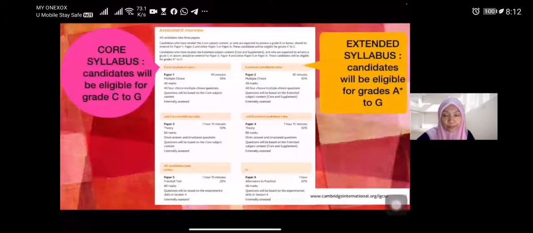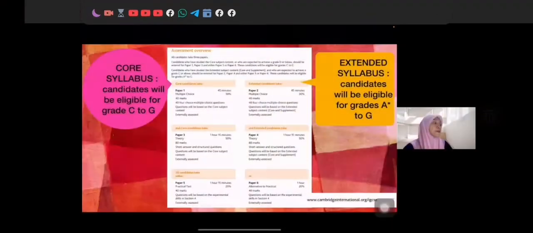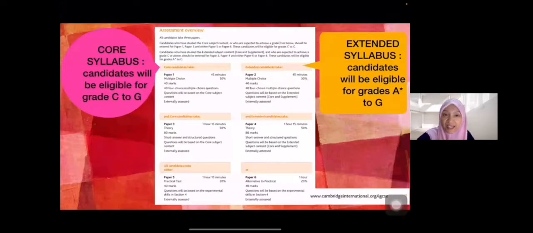Okay, back to my presentation here. Section is now assessment overview. Okay, there are two sides, right? The core syllabus and also the extended syllabus.